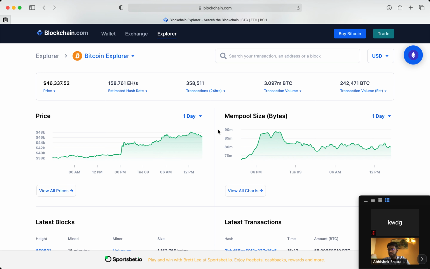Let us go down and take a look at the first piece of information that is there. We are currently seeing things in USD. The first piece of information you see here on a blockchain explorer is the current price of Bitcoin, which is currently 46,500.